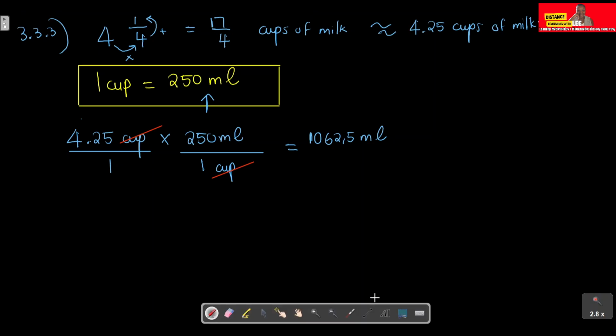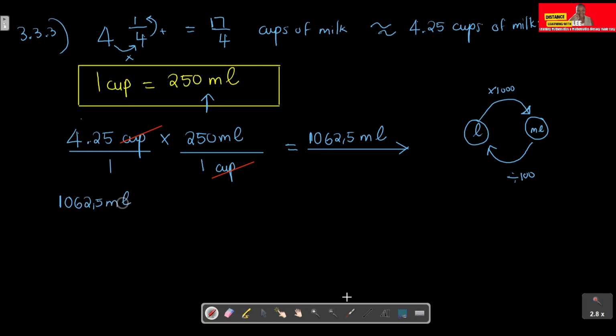But remember, we want the units to be in liters. So how can we convert between liters and milliliters? To move from a bigger unit to a smaller unit, we multiply by 1,000. If you want to move from a smaller unit to a bigger unit, you divide by 1,000. So in this case, to convert these milliliters to liters, we're going to take that 1062.5 milliliters and divide by 1,000, so that we have our units in liters.